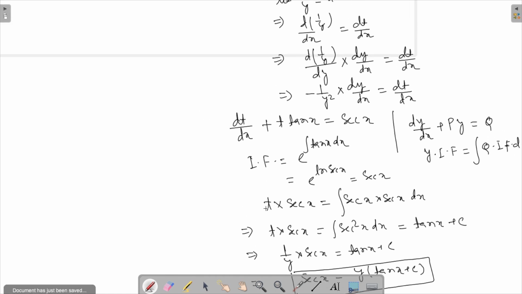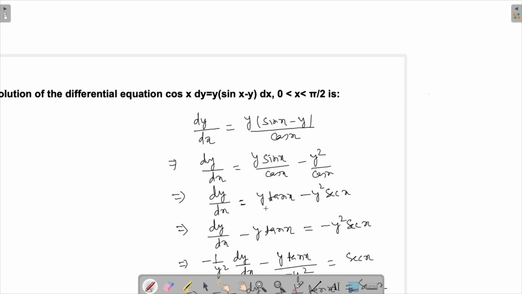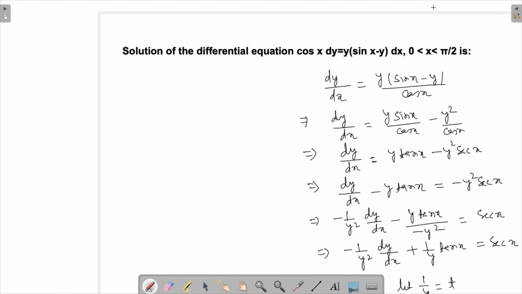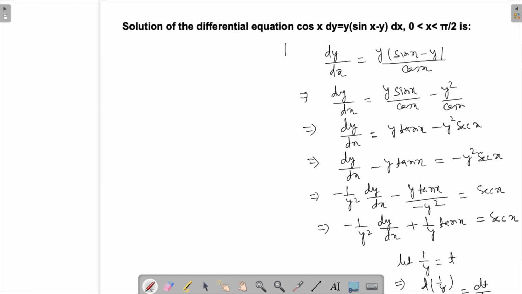So actually, there was another way of doing it as well. So we'll look at that too. So what will be the other way to do it? I'll just try to do it side by side over here. So now look at this again, cos x dy. And then I will just multiply this and then write it as y times sin x dx. And this will be minus y square dx.